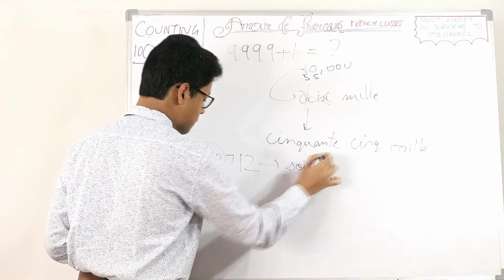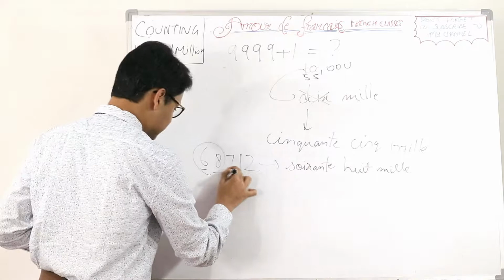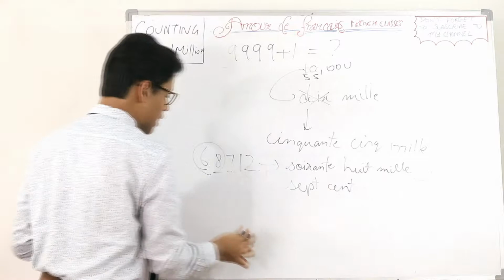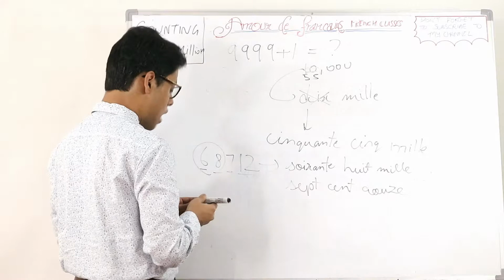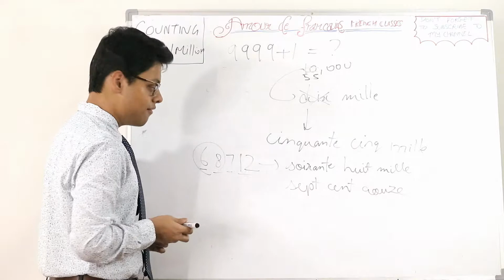Soixante, huit, mille. Then 7 is in the 100 place, so 700. And then 12. What is 12? Douze. Soixante-huit mille sept cent douze. 68,712.